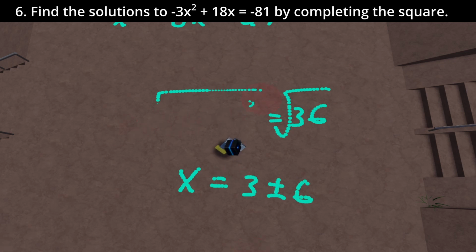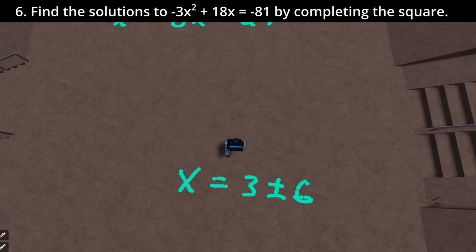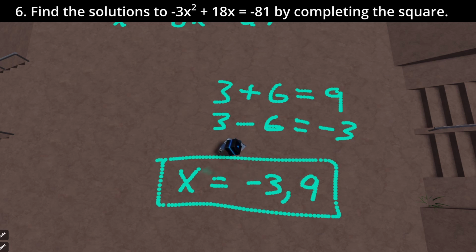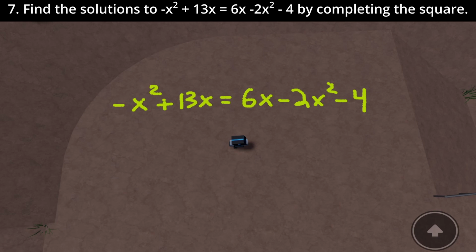And now we can just find both solutions very easily. So 3 plus 6 is our first solution, which is just 9. 3 minus 6 is our next solution, that's just negative 3. Therefore, our solutions for x in this equation are minus 3 and positive 9. And we're done. In this problem, we have minus x squared plus 13x is equal to 6x minus 2x squared minus 4.